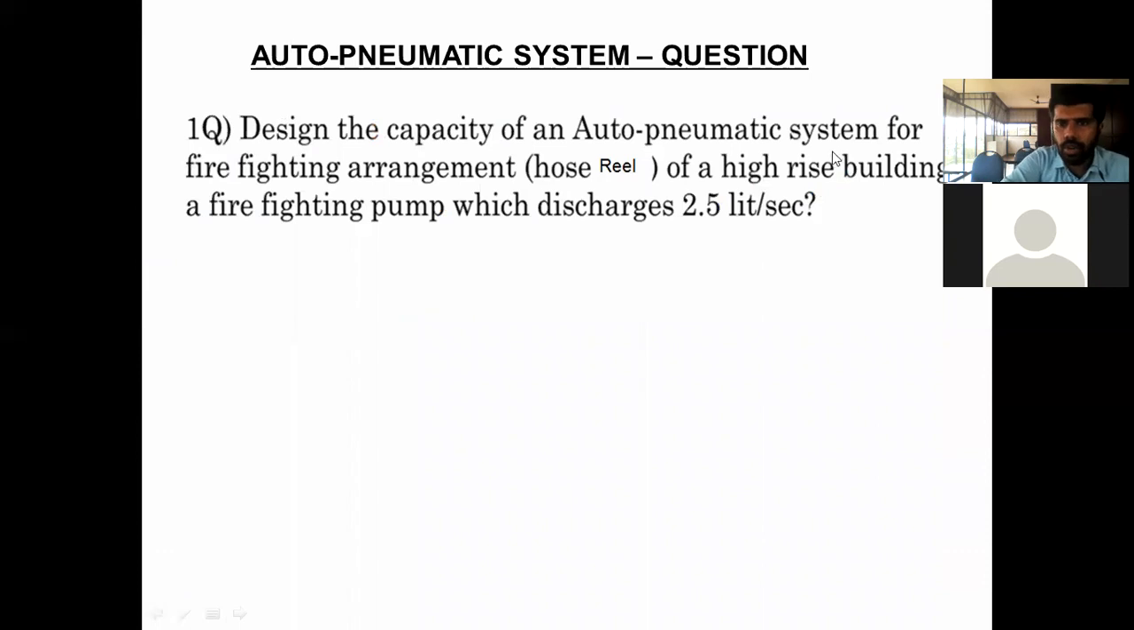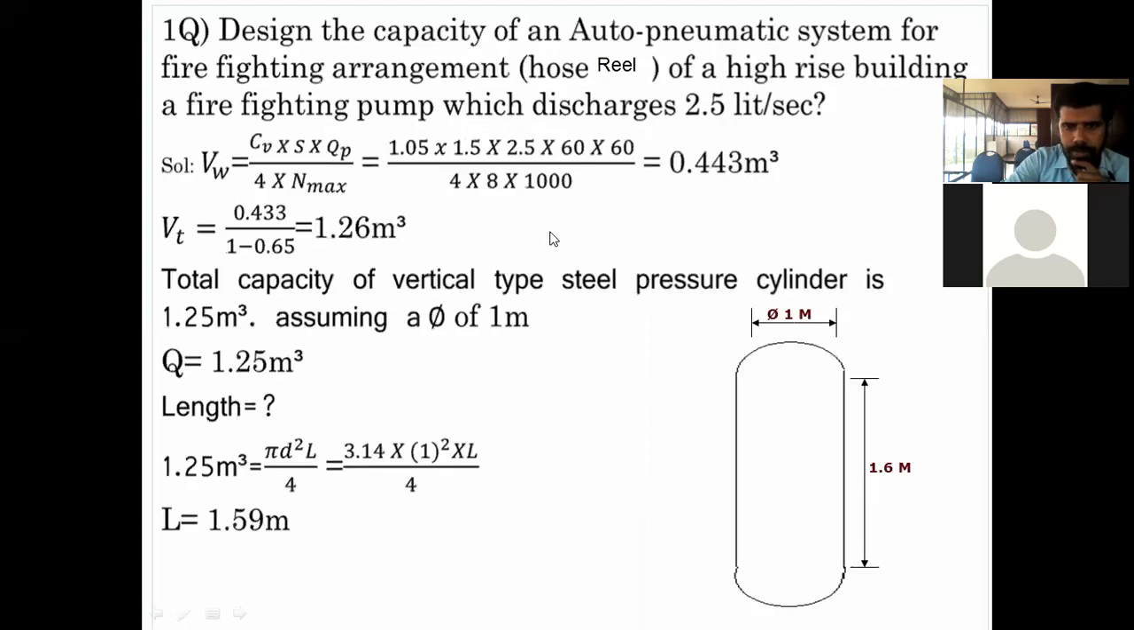Design the capacity of the auto pneumatic system for a firefighting arrangement for a high-rise building. A firefighting pump discharges 2.5 liters per second. So the discharge Q value for the pump is 2.5 liters per second. We are going to find the tank capacity. You know the formula: VW is equal to CV times S times QP times 4 times N max.